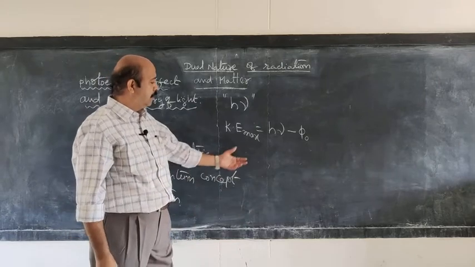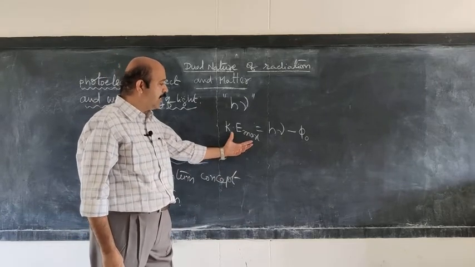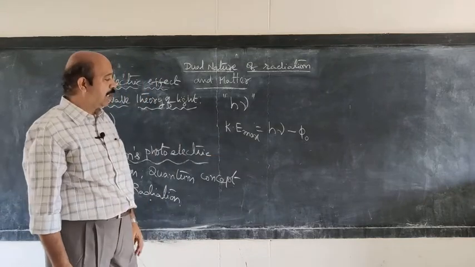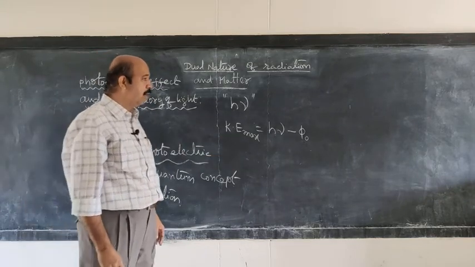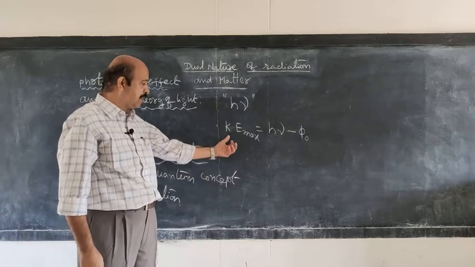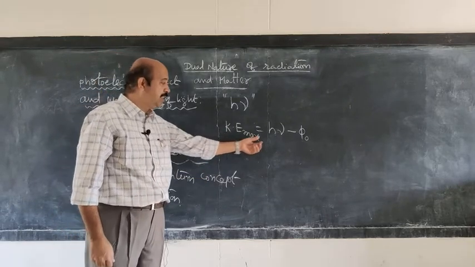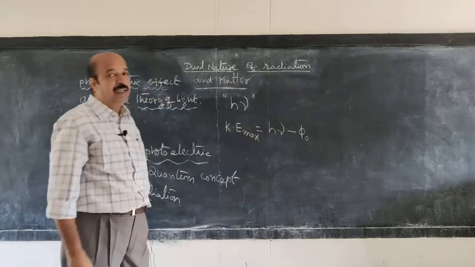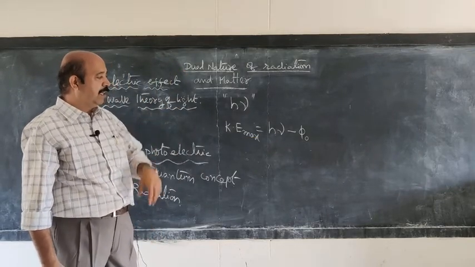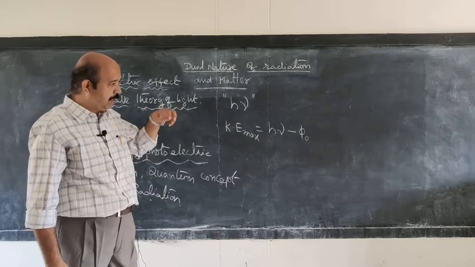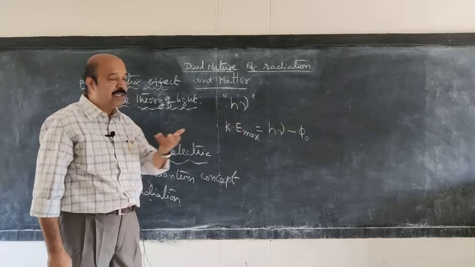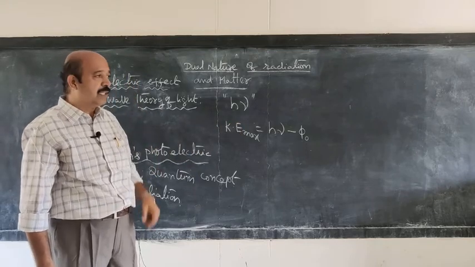And this equation is called Einstein's photoelectric equation. Now there is a linear relationship you can observe between the maximum kinetic energy and the frequency of the incident radiation. So with increasing energy of the incident radiation, that is frequency of the radiation, the kinetic energy of the emitted electrons also increases.